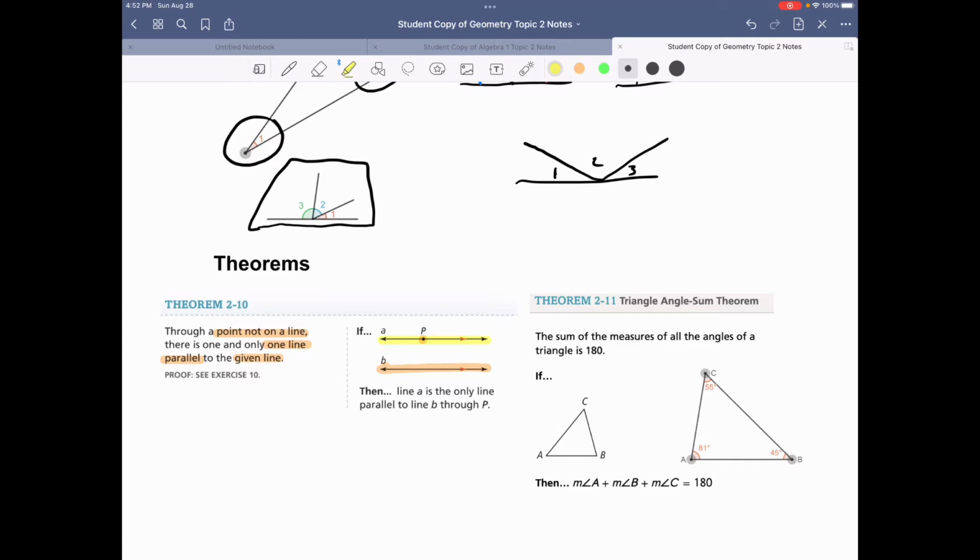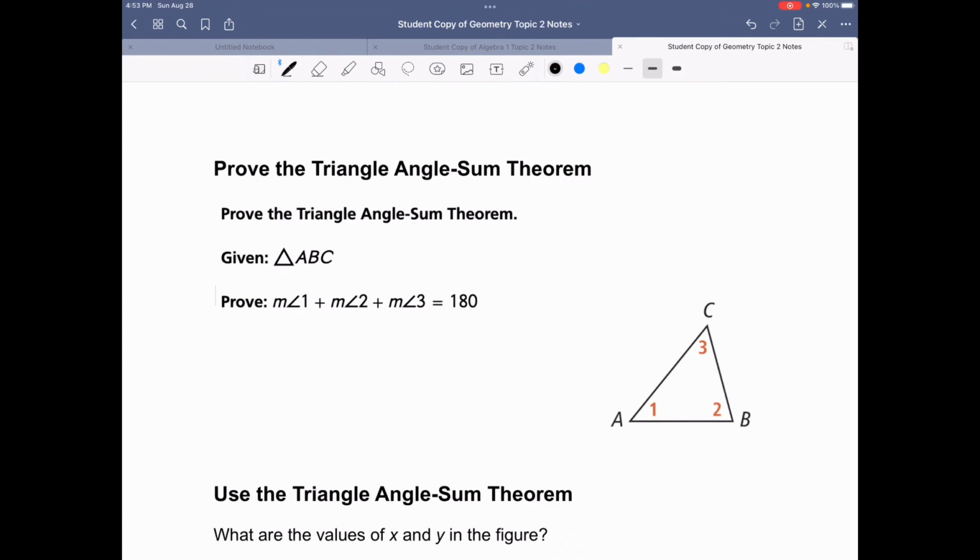The second theorem that we have is theorem 2-11, the triangle angle sum theorem. What that says is that the sum of the measures of all the angles of a triangle is 180 degrees. You'll get to practice that this week, but if we add up 55, 81, and 45, they will add up to 180 degrees. You should already know that though. Let's look at some proofs.